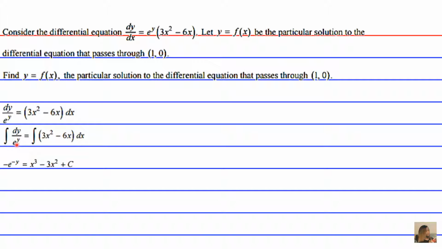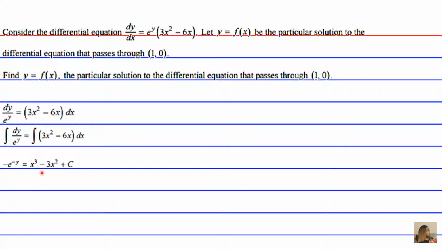So on the left-hand side, we know that the integral of e^u is just going to be e^u. And remember, I said we let u = -y. And then when you perform u substitution, you have to find du in terms of the variable of integration, which is y, so du/dy = -1, and we bring that negative constant out here, okay?